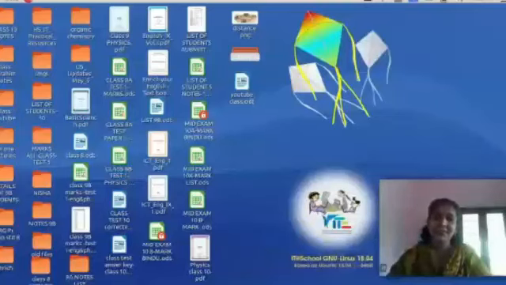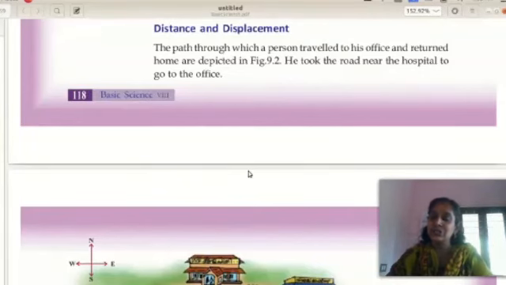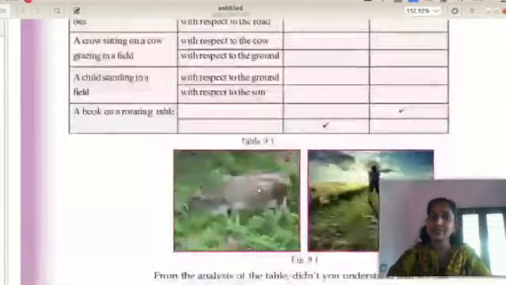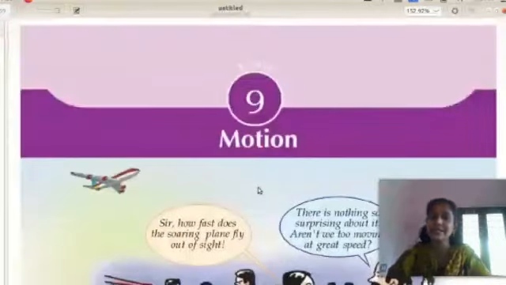We are going to study lesson 2 of class 8. The name of the lesson is motion.